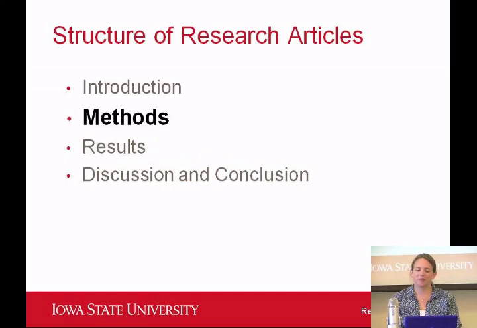So as you probably remember, the method section is generally located second in traditionally structured research articles. Although in some fields it's possible that it could be located at the very end of the article or it could be mixed with some information perhaps in the introduction. So you'll have to look in your field specifically to see where the method section is located.